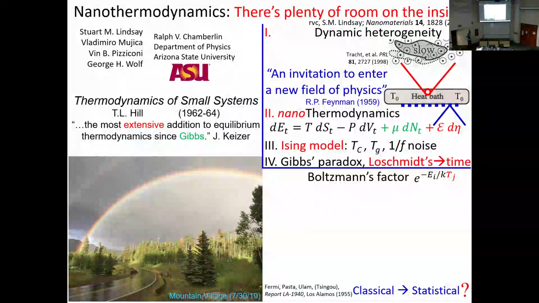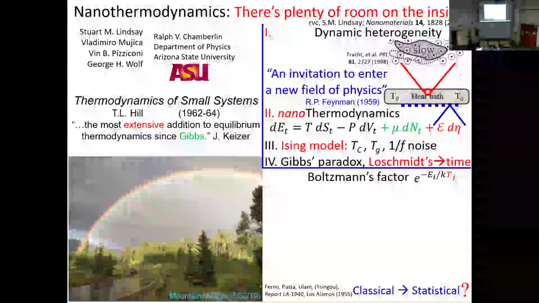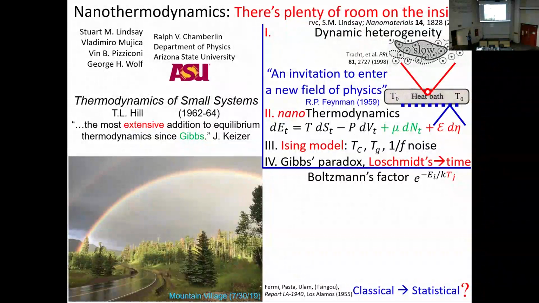To explain how the fundamental equation of thermodynamics has been modified, this is the fundamental equation of thermodynamics. It's basically conservation of energy for reversible processes. This is heat, this is work for reversible processes. This is the chemical potential, which Gibbs introduced, and this is the subdivision potential, which Hill introduced.